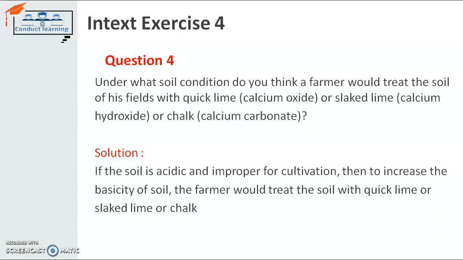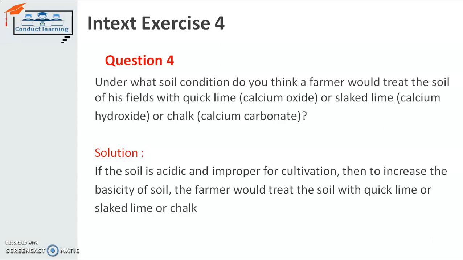So from these three substances we can understand that the soil can be treated by either calcium oxide, calcium hydroxide or calcium carbonate. And these three have the nature of a base. These three come in the base category. So under what soil condition should the farmer treat the soil with quicklime, slaked lime and chalk?